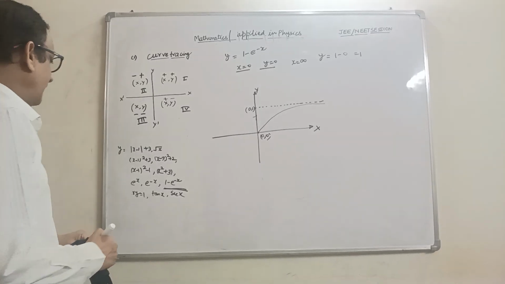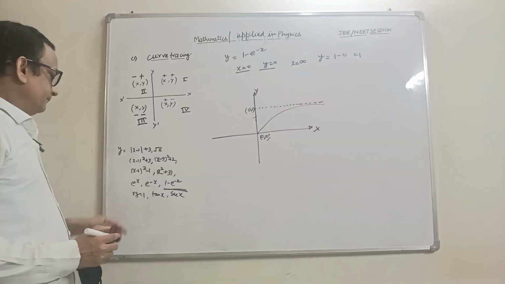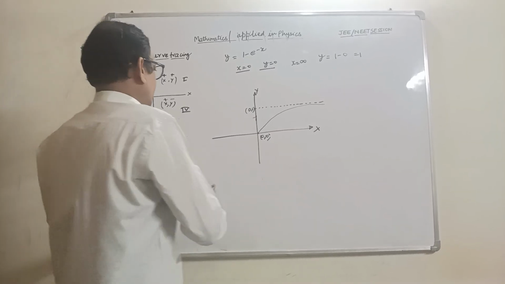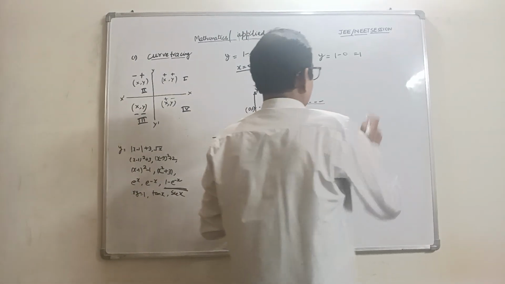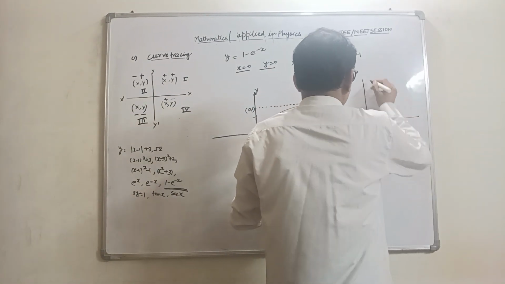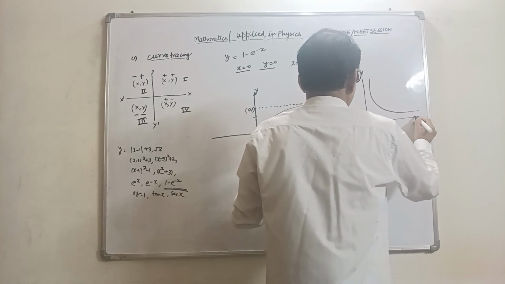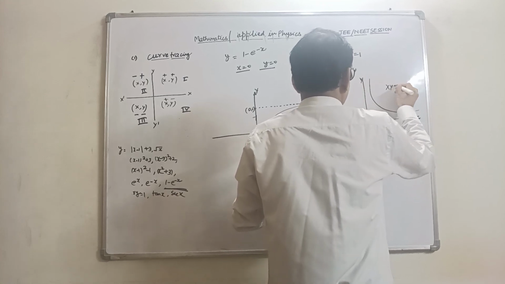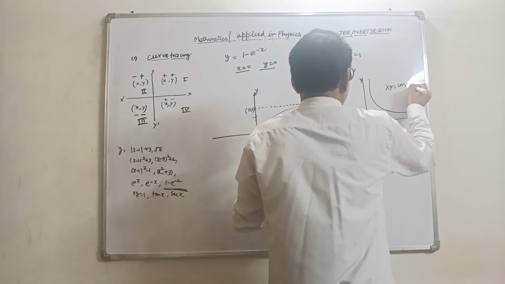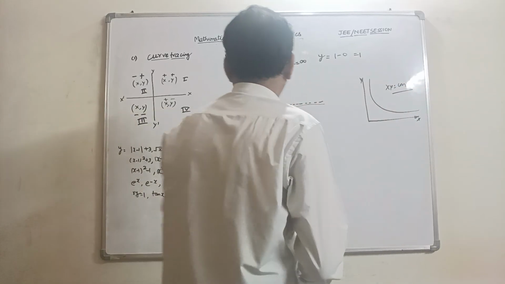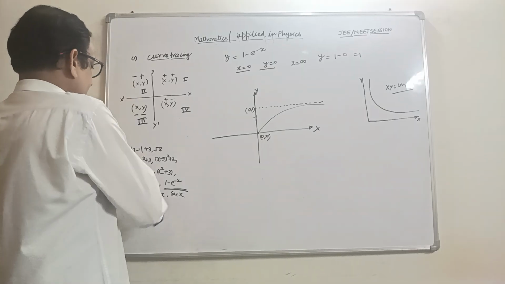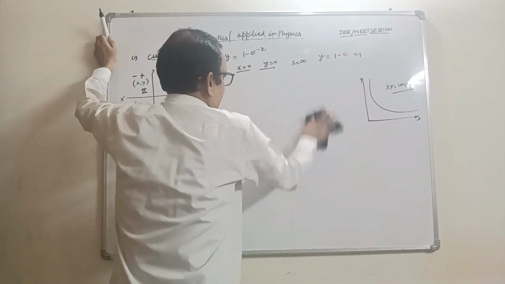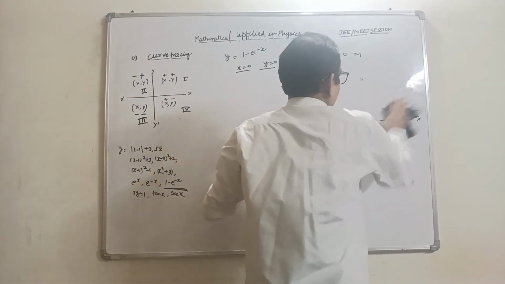And xy is equal to constant. This is a proportional graph, so this graph is xy equal to constant. This means a rectangular hyperbola. This is the x axis, this is the y axis, and this is xy equal to constant, a rectangular hyperbola. And the tan x and sec x graphs, sin x and cos x graphs, you all know. Sin x is sinusoidal, and cos x.